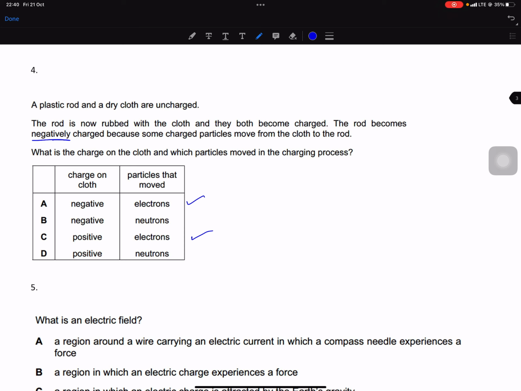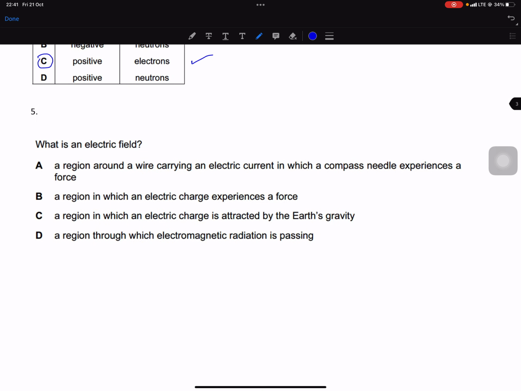So the cloth becomes positively charged. Another easy way to know this is that when rubbing, the two substances will carry different charges. So the rod or the objects will carry different charges. So the rod is negative. This means that the cloth is positive.